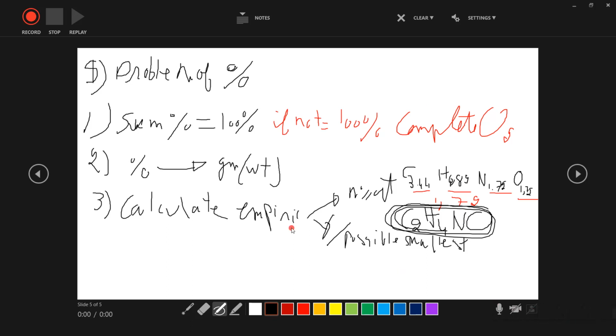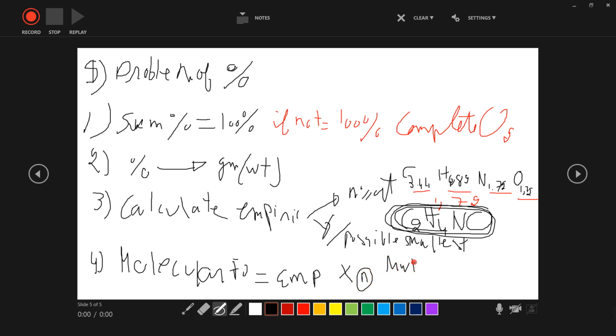Our fourth and last step will be calculating the molecular formula. We said to calculate the molecular formula there is an equation that we took in the fourth step. We said molecular formula is equal to the empirical formula multiplied by n. And we said that n is equal to the molecular weight divided by the empirical weight. The empirical formula, we know it. Now we should calculate n. What is the molecular weight?